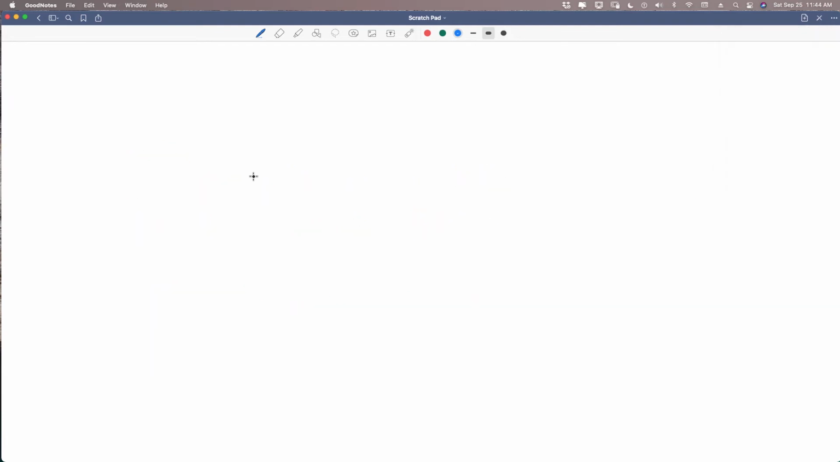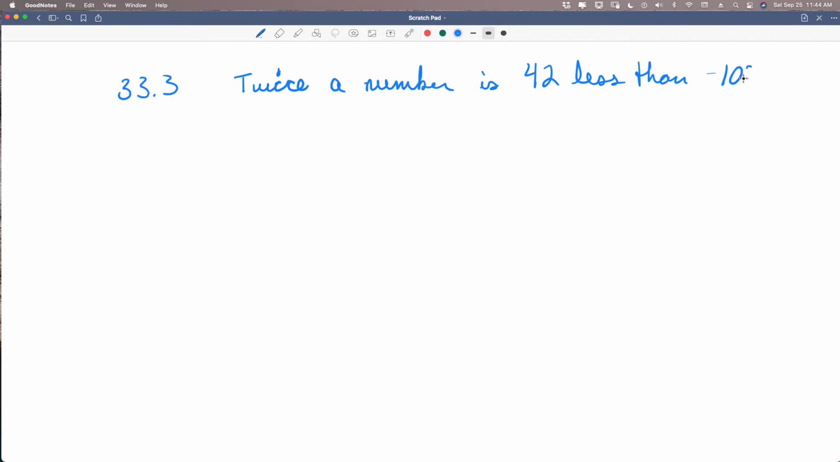Let's clear the page and let's talk about statements about unequal quantities. And this is tying back into your algebraic phrases where you're given a word problem, but it's a little tricky on the uptake. So 33.3, we already did 33.1. 33.3 says this: twice a number is 42 less than negative 102.